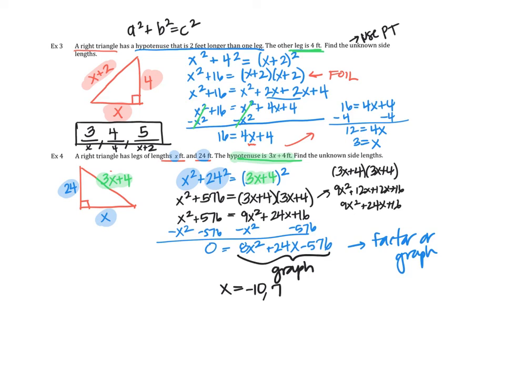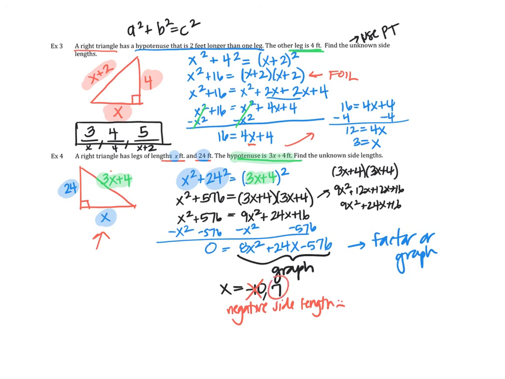Now let's think about the context of this problem. We want to know the side lengths. And if I plug -10 in for x, that's not going to work because I can't have a negative side length. Right? Because again, we're talking about a real life situation. Okay? So in this case, we're only going to choose the positive side length, which is 7.